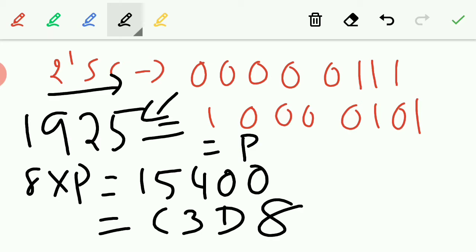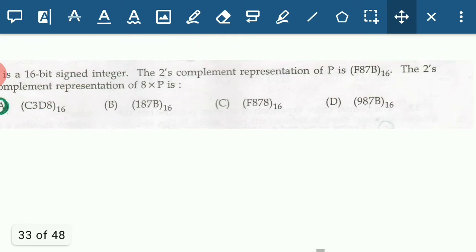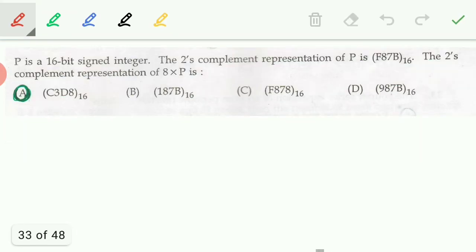What they ask is, what is the value of 8P? This is our P. 8P means I have to multiply by 8. Then you convert this 15,400 into 2's complement form, because P is in 2's complement form. So 8P must also be in 2's complement form. If you convert that, what you get is C3D8. So option A is the right answer. Clear? Okay.